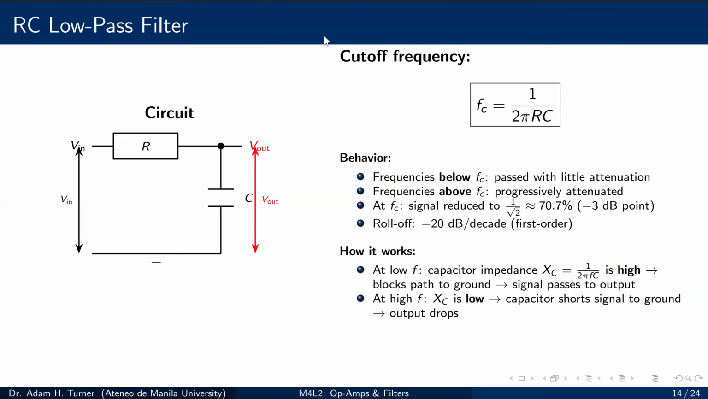The roll-off is negative 20 decibels per decade, meaning that for every tenfold increase in frequency above Fc, the output drops by a factor of 10.